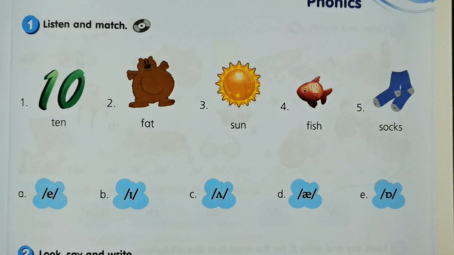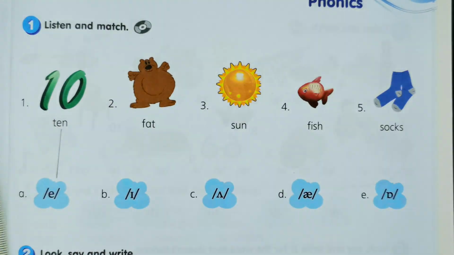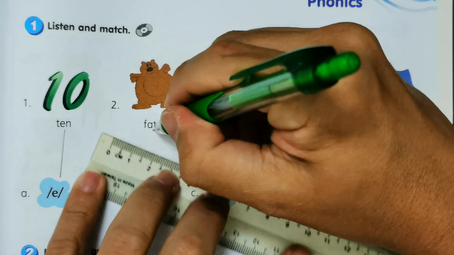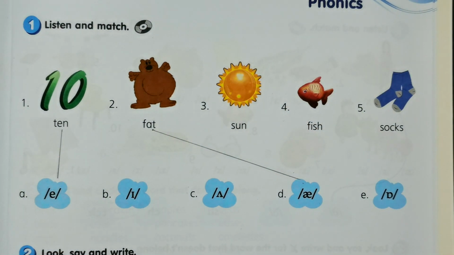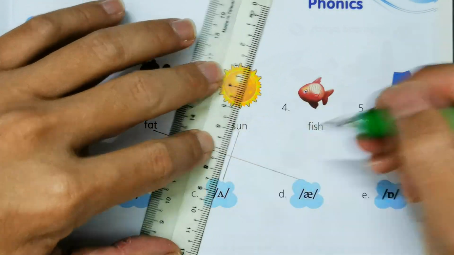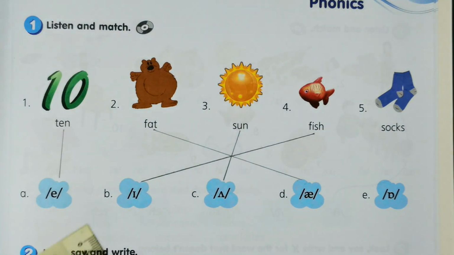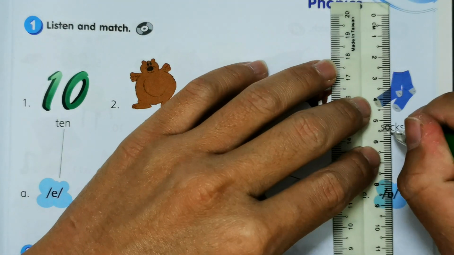So later I will play this audio. Workbook, Phonics 4, Activity 1. Listen and match. 1. Ten, ten. 2. Fat, fat. 3. Sun, sun. 4. Fish, fish. 5. Socks, socks.